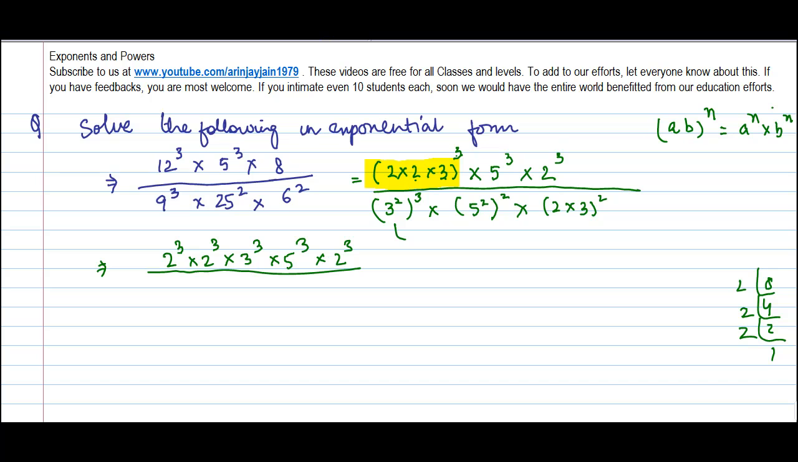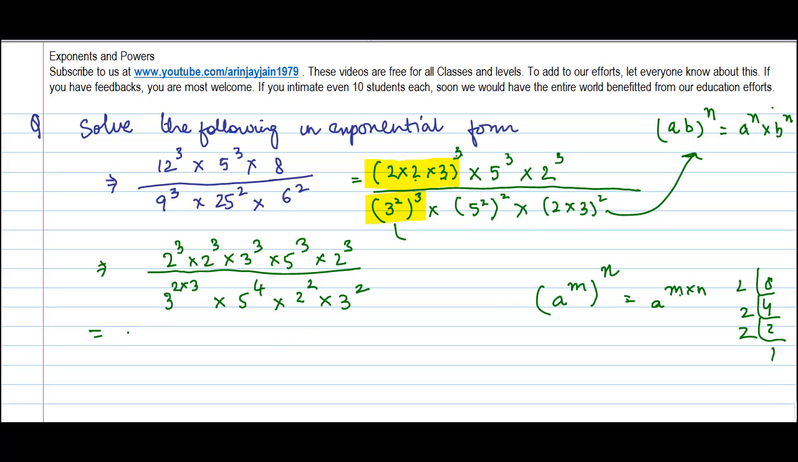Let's see this part. We know that a to the power m to the power n is equal to a to the power m into n. If you apply this here, a is equal to 3. So you write this as 3 to the power m into n, 2 into 3 into 5. Similarly, for 5 to the power 4 into a, b, n. So you apply this one, you get 2 square into 3 square.